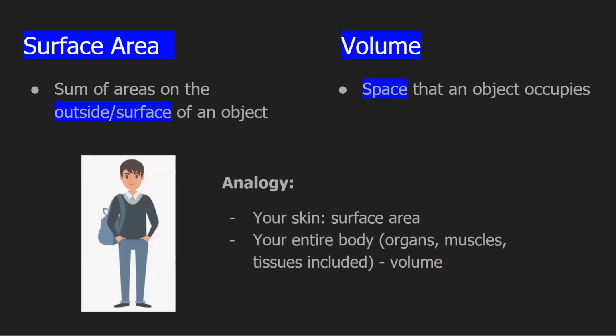So surface area is the sum of areas on the outside of an object. If we look at a human body as an example, the surface area of a human body would be your skin, anything in contact with the outside environment. Volume is the space that the object occupies. So back to our human analogy, the volume of a human would just be the entire body. That would include all your skin, your organs, your muscles, all of that. Your body itself is the volume.